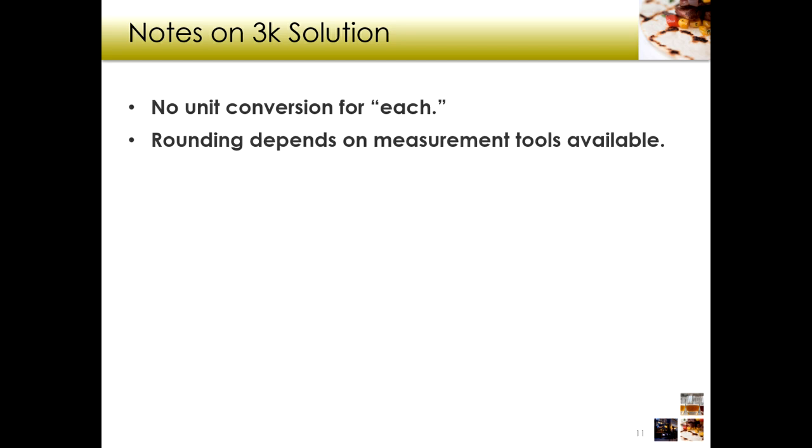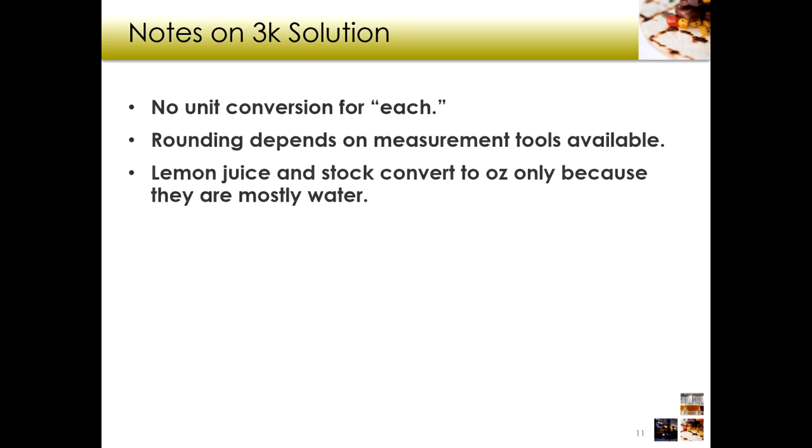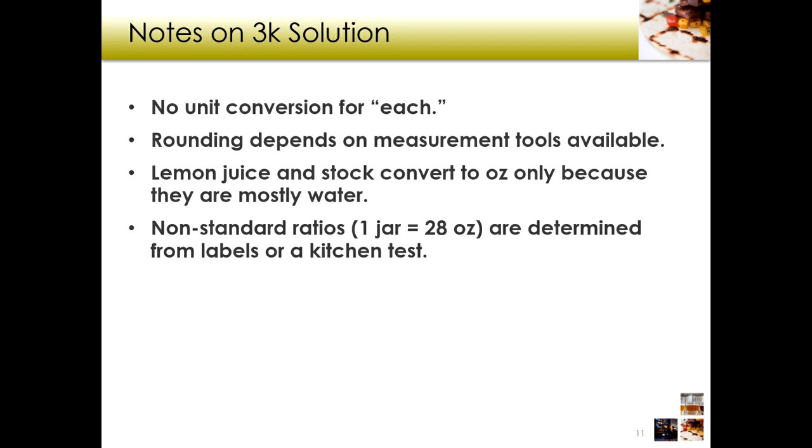The rounding obviously depends on the measuring tools available. Measuring the 0.27 of a pound of flour is probably not the easiest, whereas measuring 4¼ ounces is probably easier with the tools in the kitchen, right? As I mentioned, lemon juice and stock, we're going to use them as if they were water or a water-like substance, right?